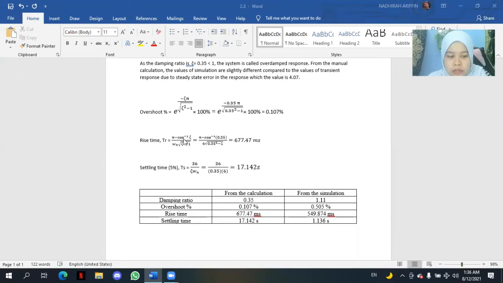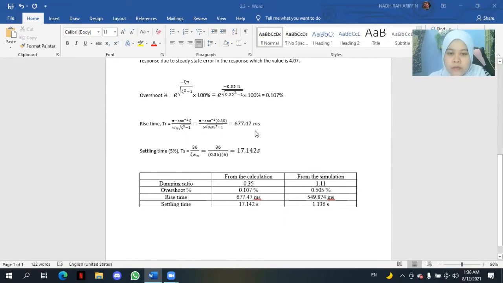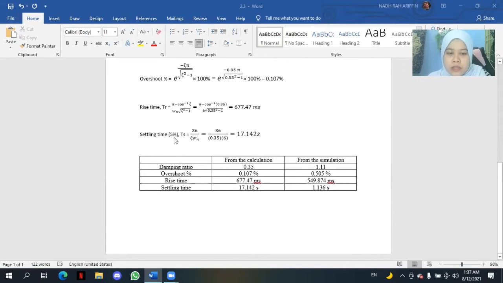For the rise time, tr equals pi minus cos inverse zeta, over Wn times square root of 1 minus zeta squared. So the answer is 677.47 millisecond. Then for the settling time, 5%, ts equals 3 over zeta Wn. So the answer is 17.142 seconds.